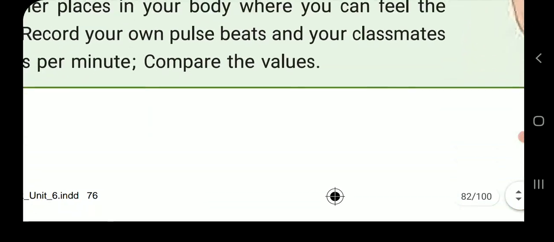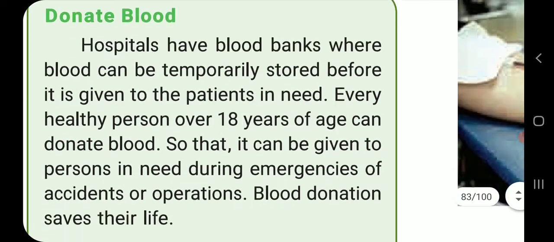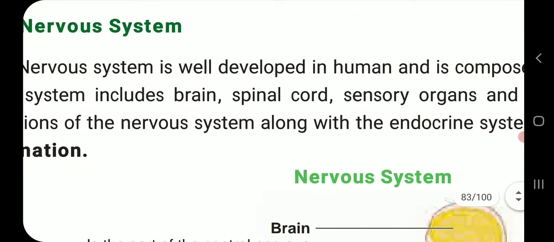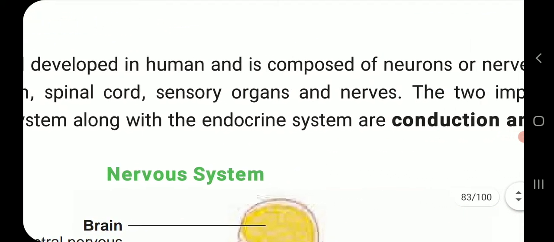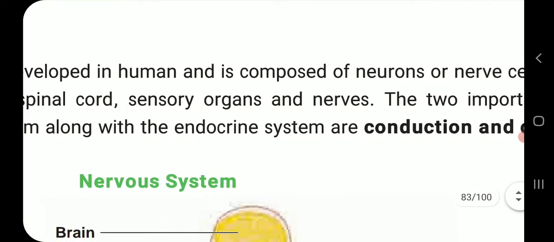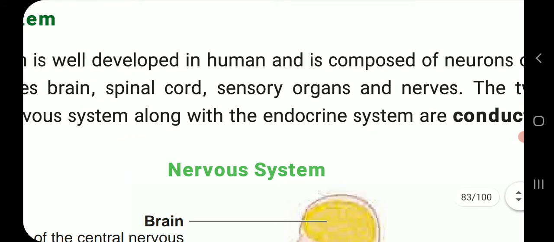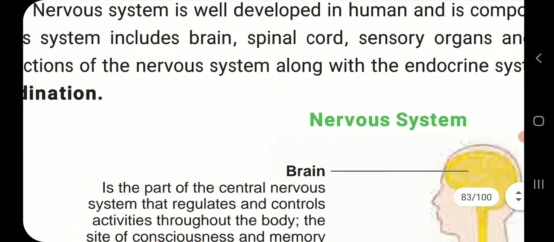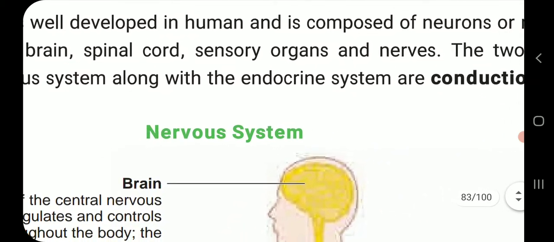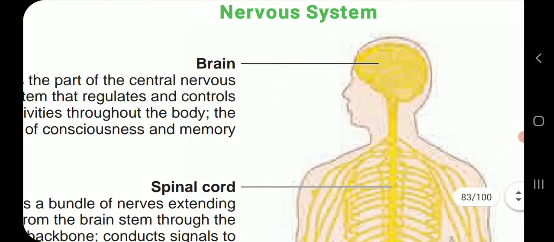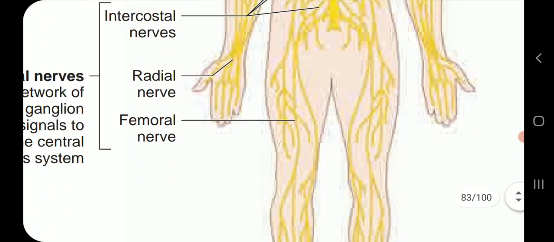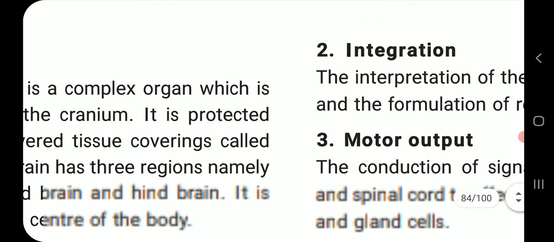Okay, children, next coming to the next type of system is the nervous system. The nervous system is well developed in humans, and it's composed of neurons. See, the longest cell in our body is the nerve cell. It is also known as neuron, and this includes brain, spinal cord and sensory organs and nerves. Okay, the nervous system is given here in the yellow color. Okay, all the nerves involved in our body.